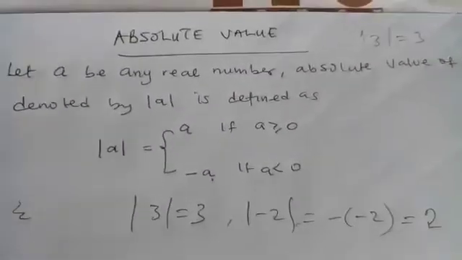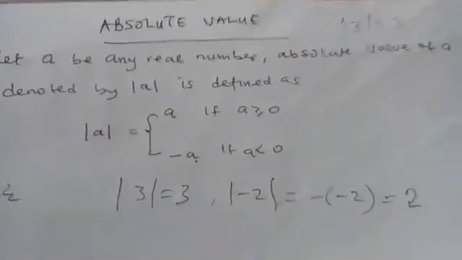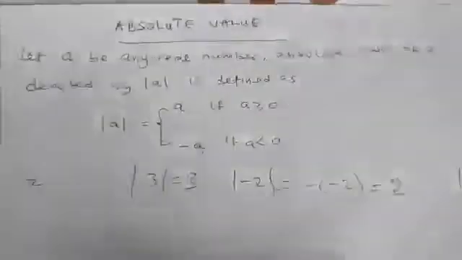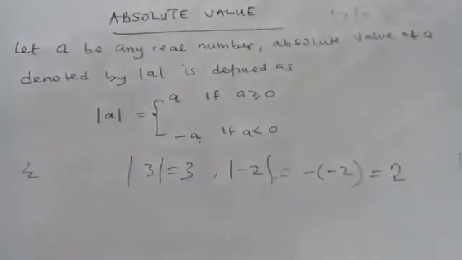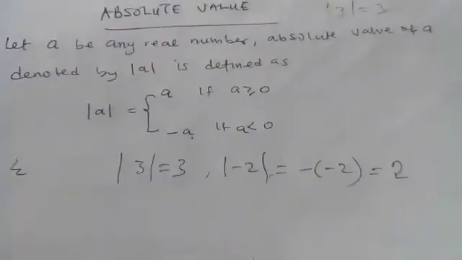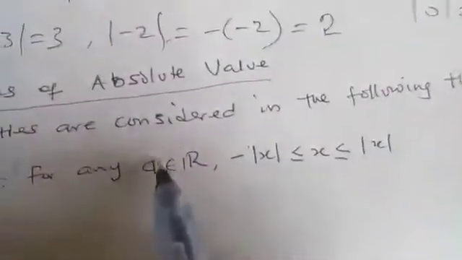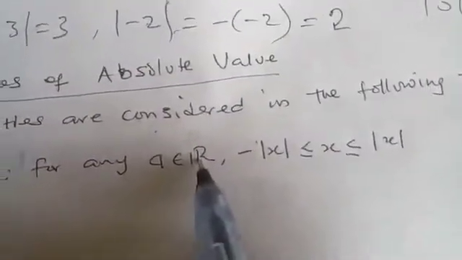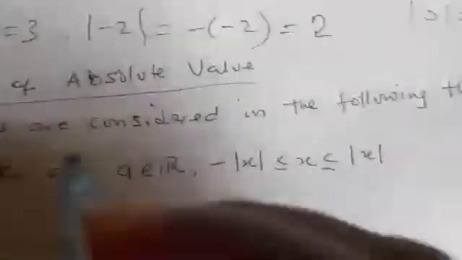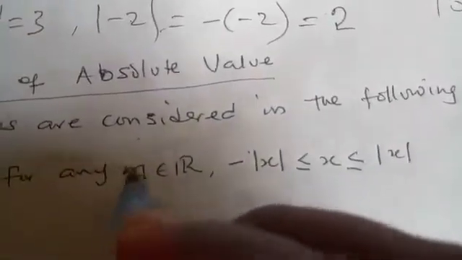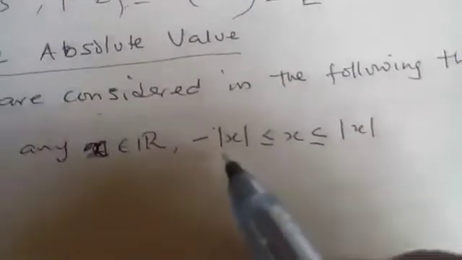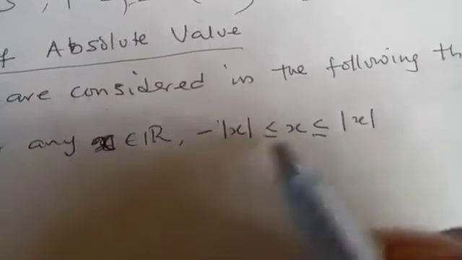We now have some properties of absolute values that we need to prove, because they are related to the inequalities. For the properties of absolute value, we consider the following theorems. Number 1: for any x that belongs to the real numbers, minus the absolute value of x is less than or equal to x, which is less than or equal to the absolute value of x. So let's prove it.